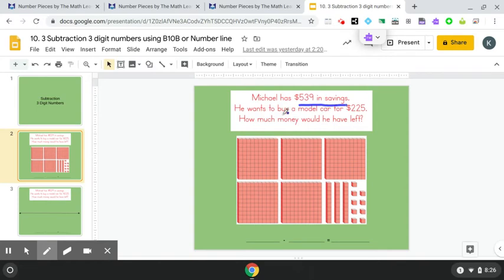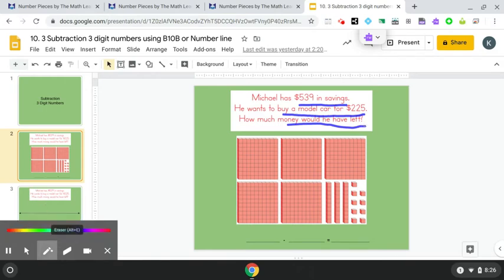If he wants to buy a model car for $225, we know we're going to take away that amount of money from our total. And then we need to find the difference. How much money would he have left? So if we take a look at our base 10 blocks, we can see that we have $539: 100, 200, 300, 400, 500, 510, 520, 530, 535, 536, 537, 538, 539.